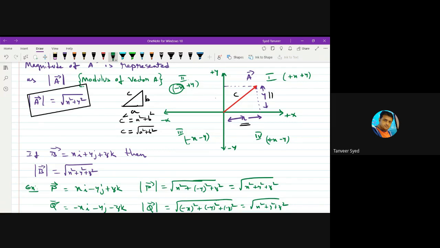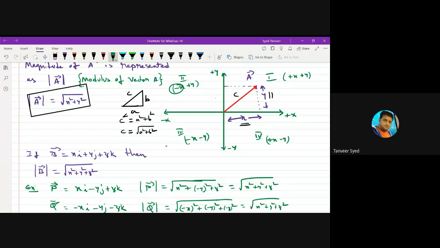Sir, can you then extend this to 3 dimensions? Are there quadrants in 3 dimensions, sir? It depends on the direction of that quantity, in which direction it is acting. They are not quadrants.